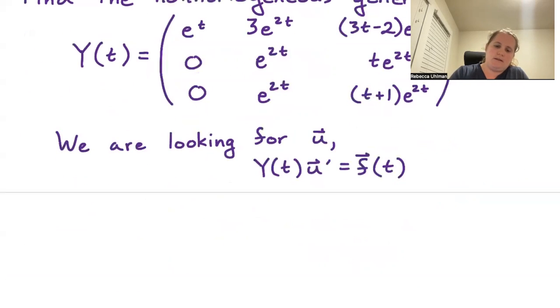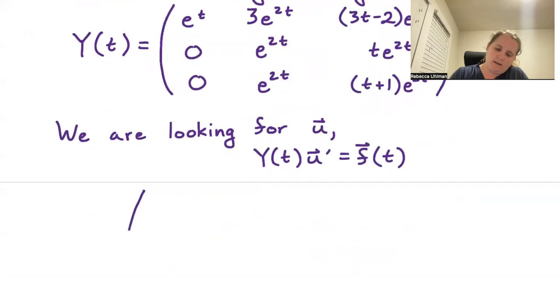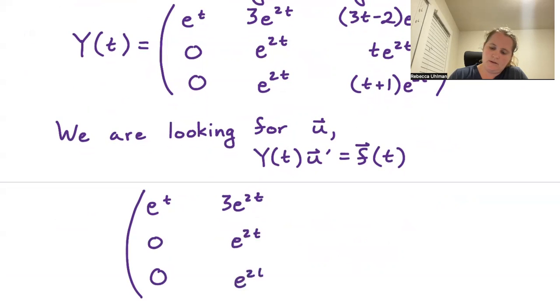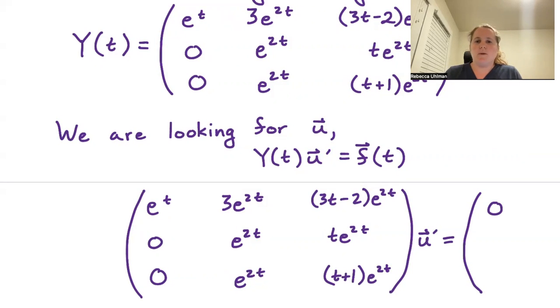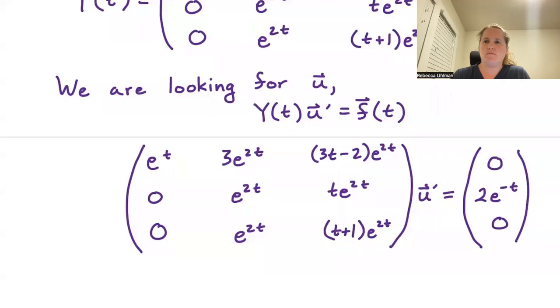So we are looking at e to the t, 0, 0 for our first column, then 3e to the 2t, e to the 2t, e to the 2t for our second column, 3t minus 2 times e to the 2t, t e to the 2t, and t plus 1 times e to the 2t, all multiplying u prime, which should be equal to our f of t, 0, 2e to the negative t, 0. Right, we can solve this however we like.